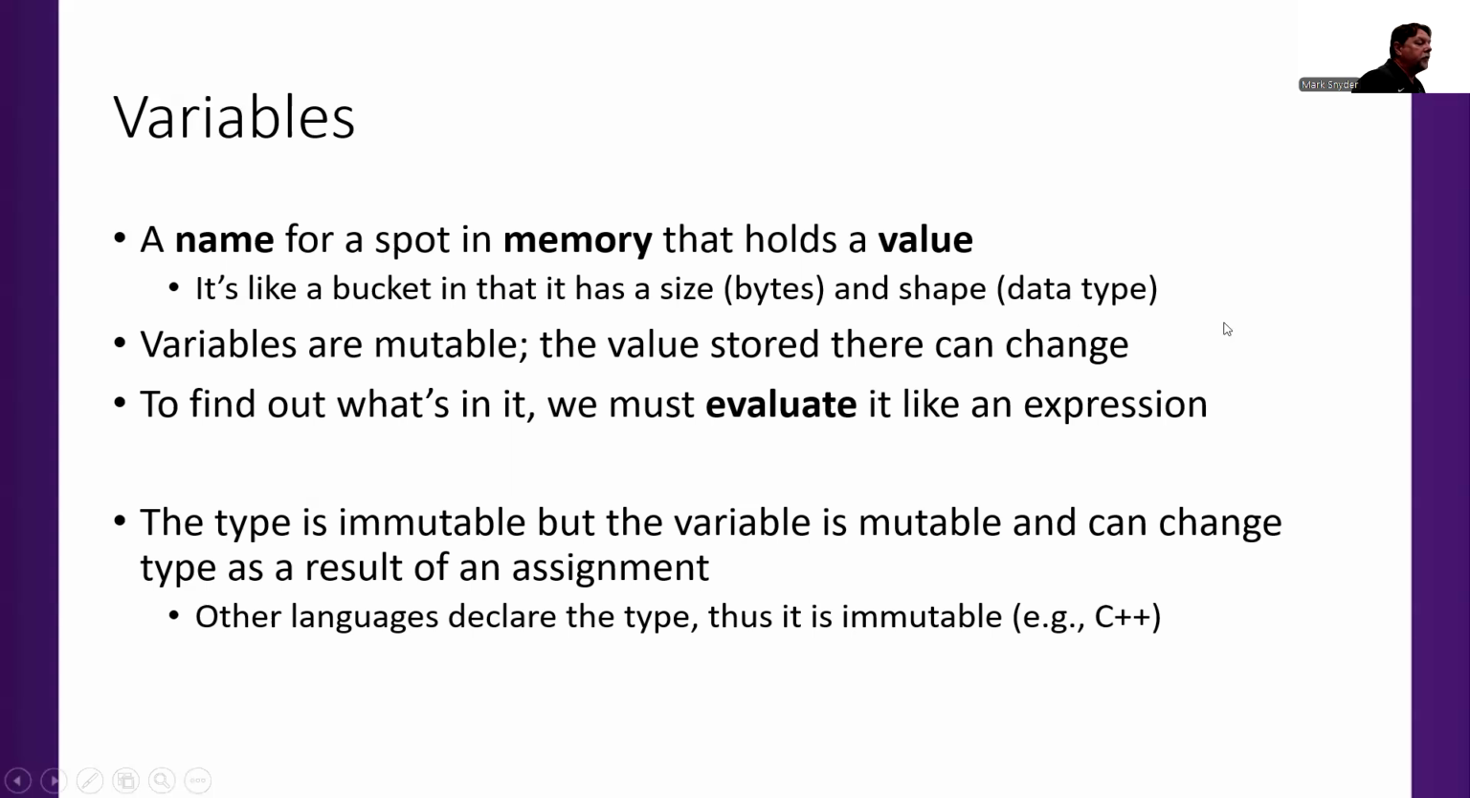So in Python, variables are mutable, which means, we talked about immutable being they can't change. So mutable means they're changeable. I can store one value in it, and a couple of lines later, I can change it, store a different value in it. And if we want to see what's in it, we have to evaluate it. We have to add it to an expression and use it in some context.